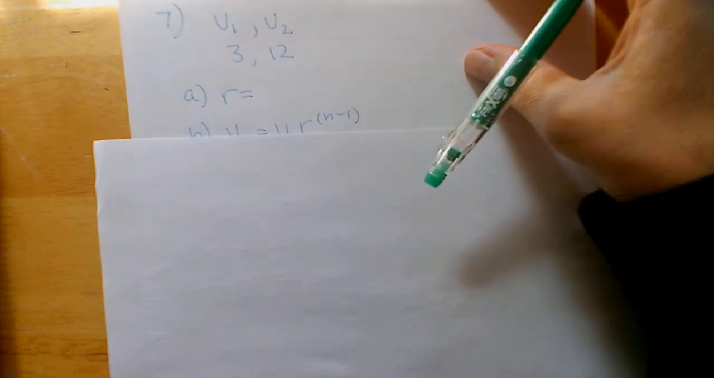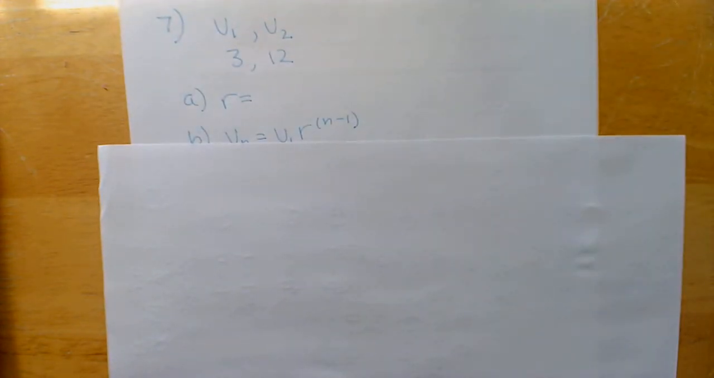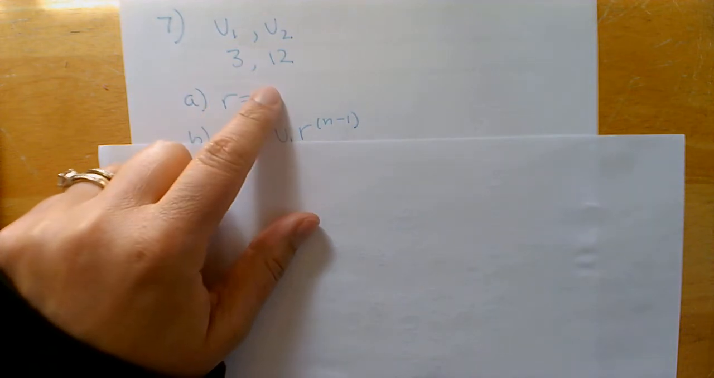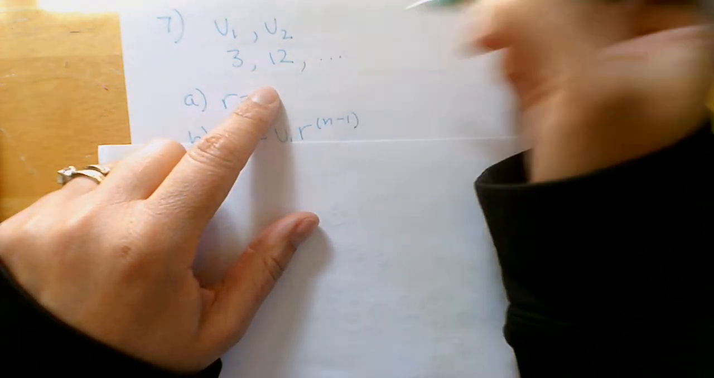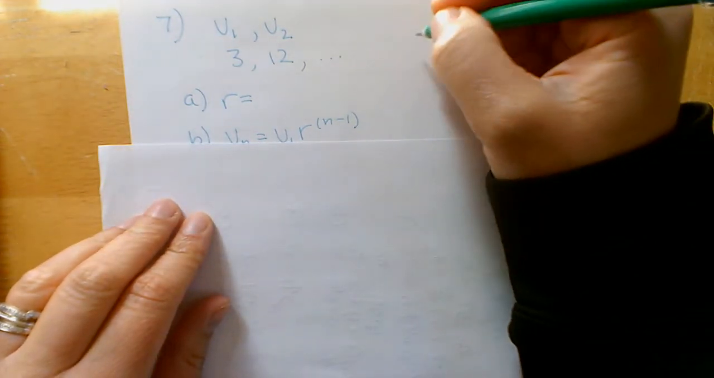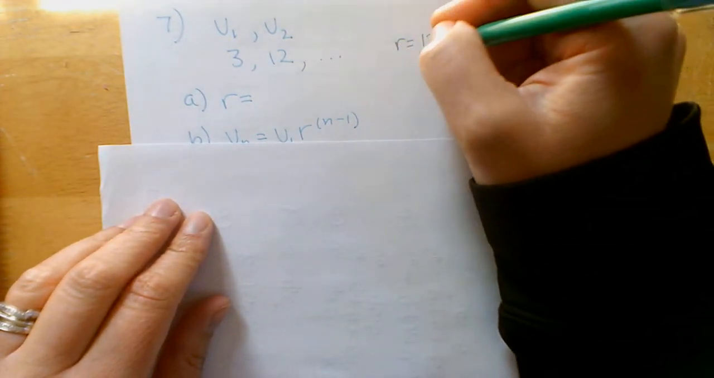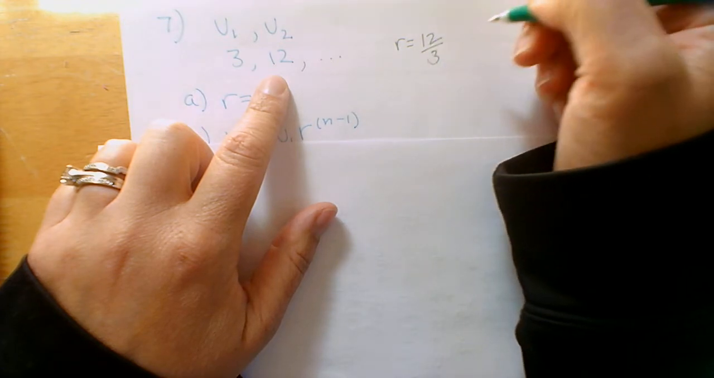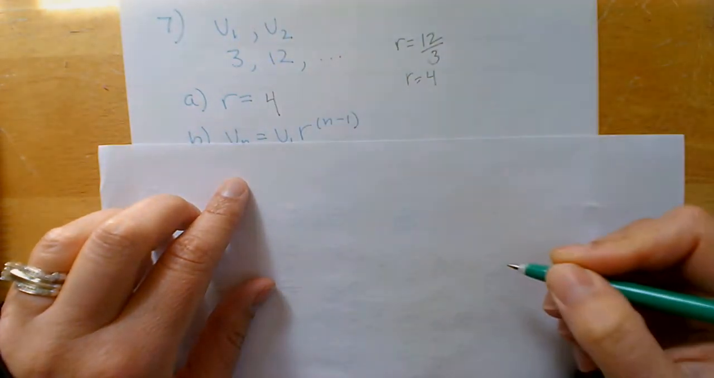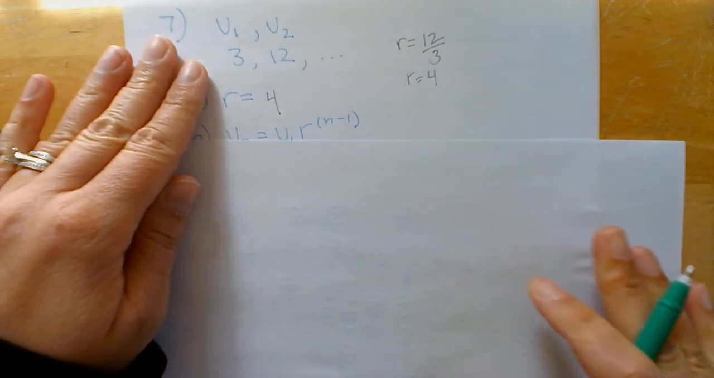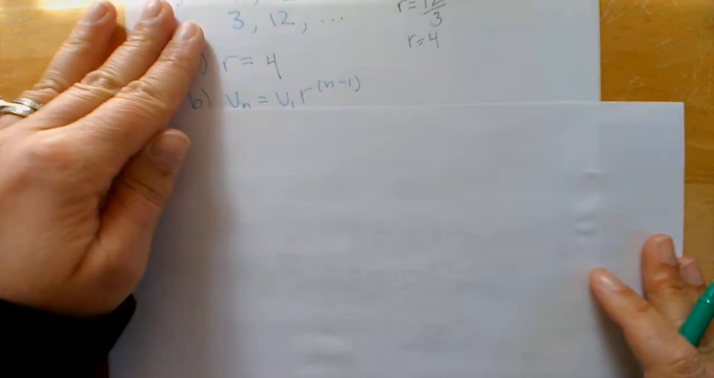There we go. Okay. So number 7, we have our first term, U sub 1 is 3. Our second term, U sub 2 is 12. They don't give us anything else, but they do tell us it's geometric, which is good. So in order to find the common ratio, we're just going to take that second one, always divide it by the first. We get a common ratio of 4. 3 times 4 is 12. There's nothing else to check.